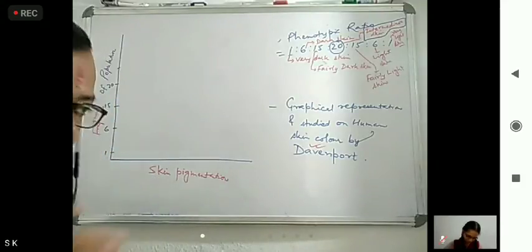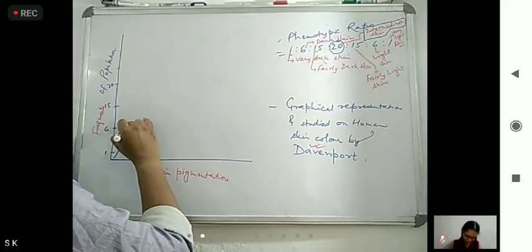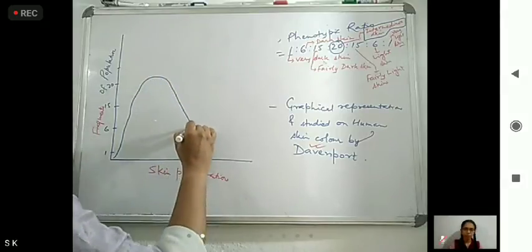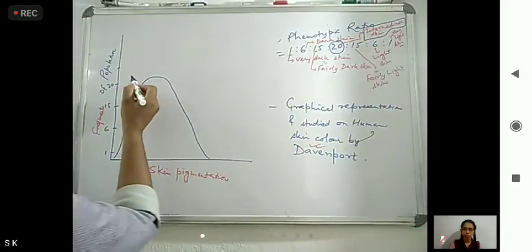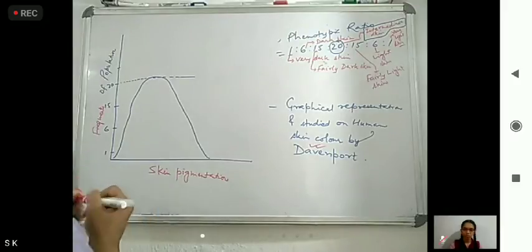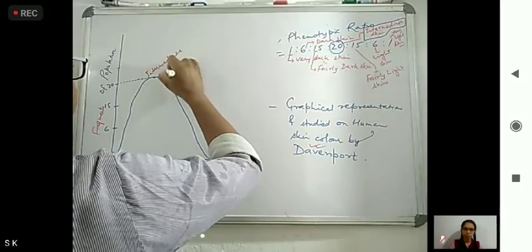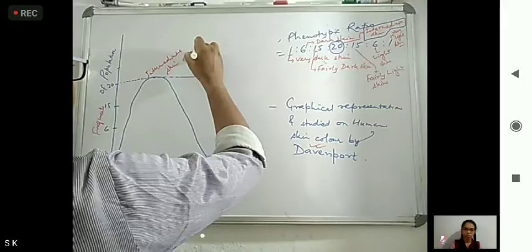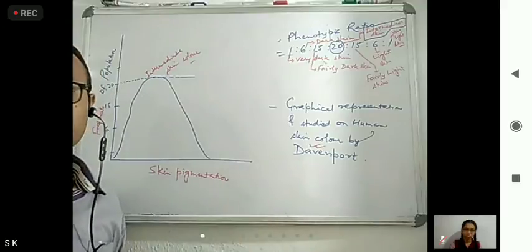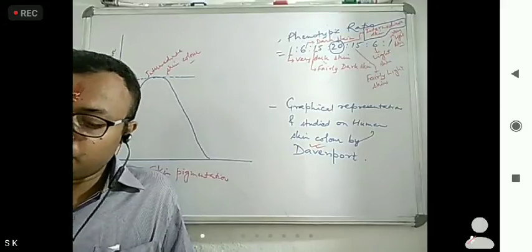So here what he saw: 1, 6, 15, 20, and then it comes down the same way. So the maximum population belongs to intermediate skin color. And this is shown by Davenport. So graphical representation studied on human skin color by Davenport. That you have to remember.